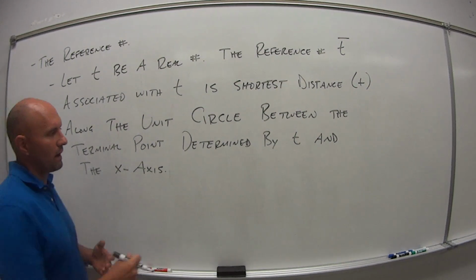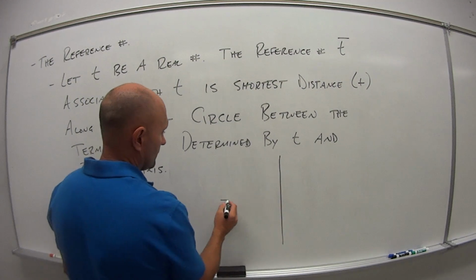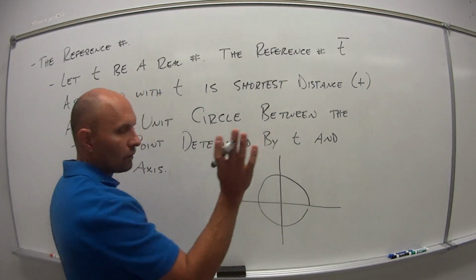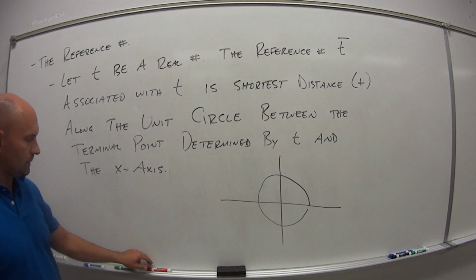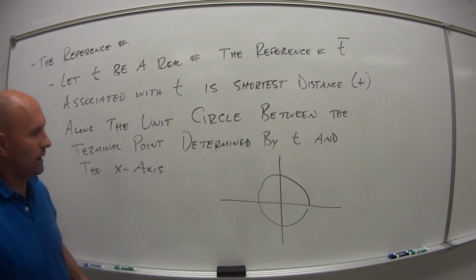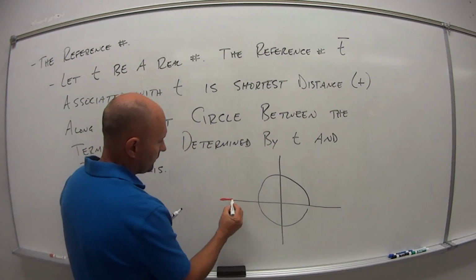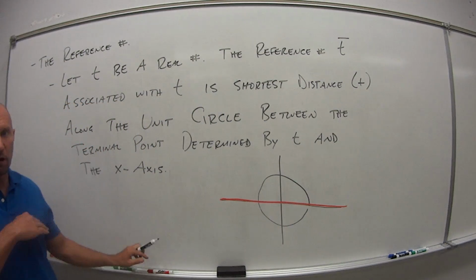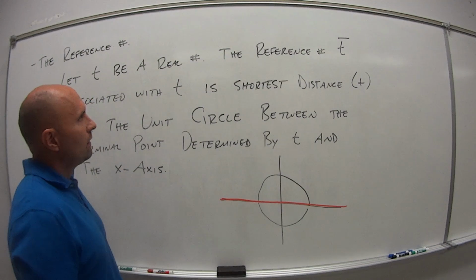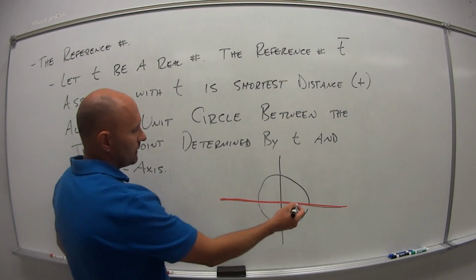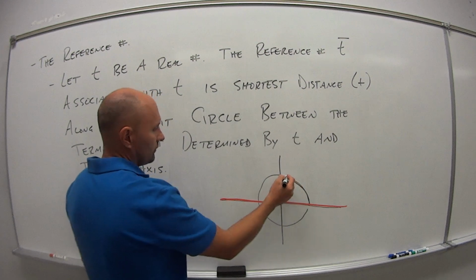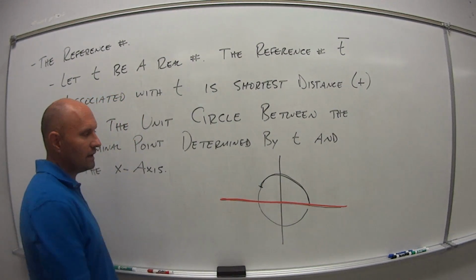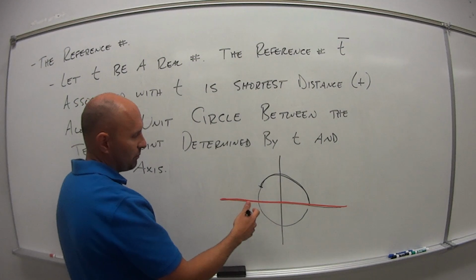The easiest way to think about this is, again, let's assume that the unit circle was a sidewalk in a park. And let's assume then that the x-axis was a street where a bus went back and forth. All the reference number is talking about is, let's say you go for a walk along this unit circle and all of a sudden you realize it's time to get home and you need to find the shortest distance to get to the next bus stop.